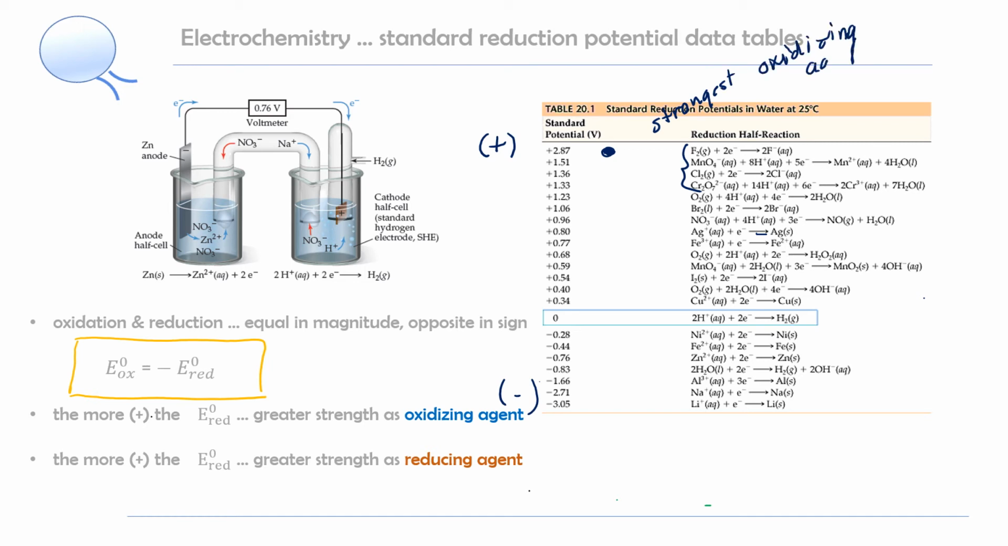Remember, oxidizing agents take electrons. They get reduced. So as you move down these half reactions and you look at the different substances, we are decreasing strength as an oxidizing agent. Okay, so these are your strongest oxidizing agents. These are your weakest.